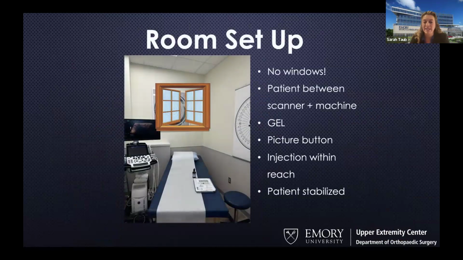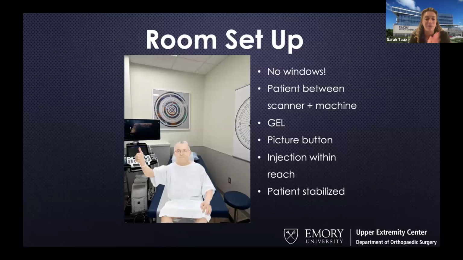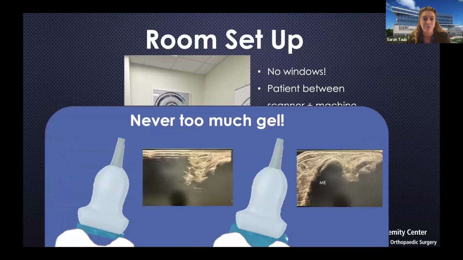And then just some quick tips and tricks to using ultrasound, incorporating it into your practice. So for room setup, you want to make sure you don't have any windows because it helps with the glare on the screen. You want the patient to be between you and the scanner for the best view, and the less movement you have, the less you have to shift your hand and shift the image on the probe. You want to have lots of jelly available. You can never have too much. All your injection supplies within reach and ready. And then make sure your patient is nice and stabilized because, again, little movements really change your picture.